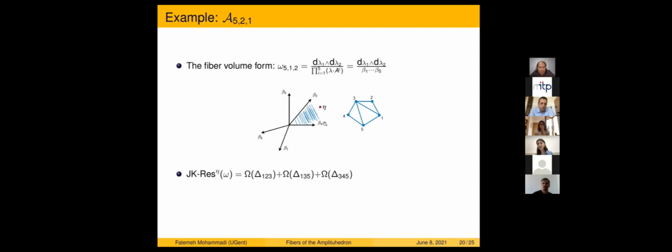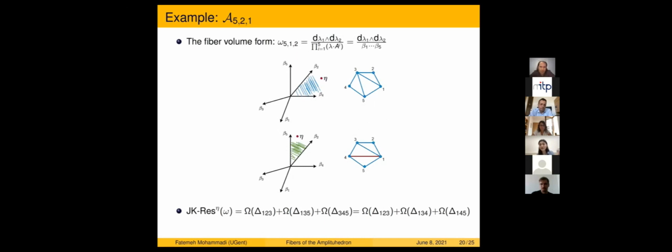So for this cone 2, 4, I would look at the complement of 2, 4, which is 1, 3, 5, and that gives me this triangle. So every such region corresponds to 1 triangle. And for the second one, 4, 5, I look at the complement set, which is 1, 2, 3, and that gives me the second triangle, and so on. So I have the residues of each of them, and then we need to sum them up, and then we get the residue of the form that we were interested to compute.